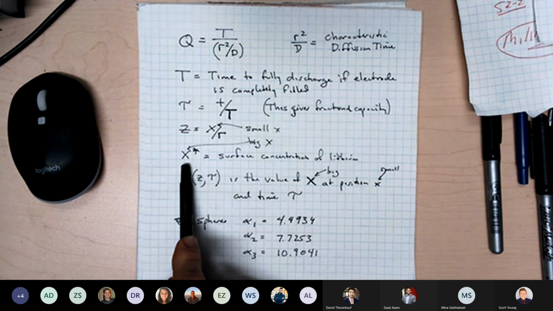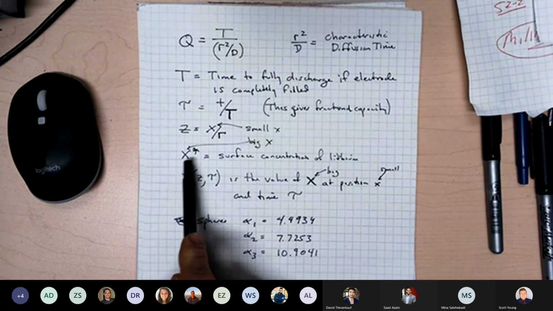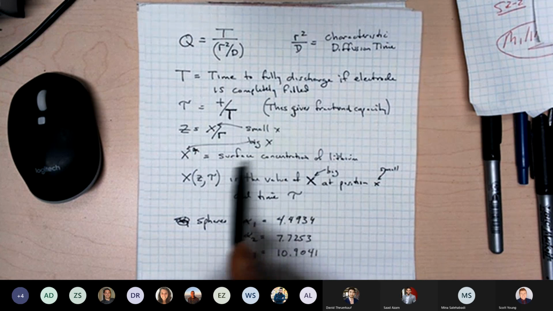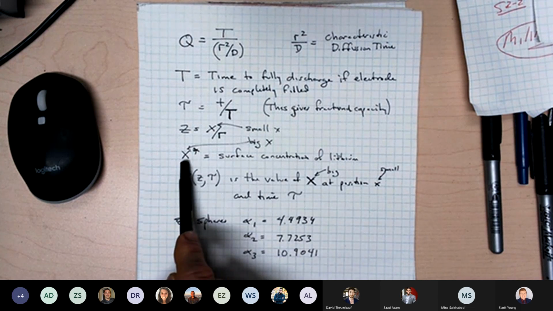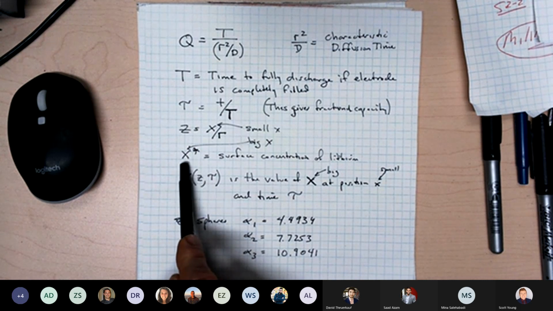X, big X, is the lithium concentration. So that would be like Li subscript X TiS2. This varies between 0 and 1. And X star is the surface concentration of the lithium. So it means if you look at the surface of the particle, what fraction of the available sites are filled? 1 means they're all filled. 0 means none of them are filled.